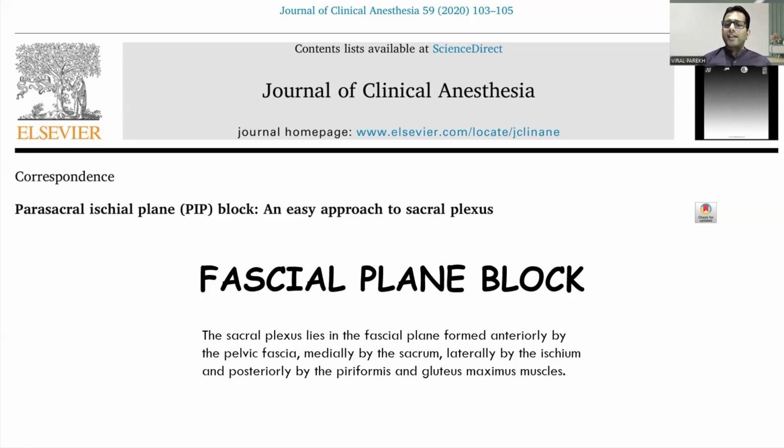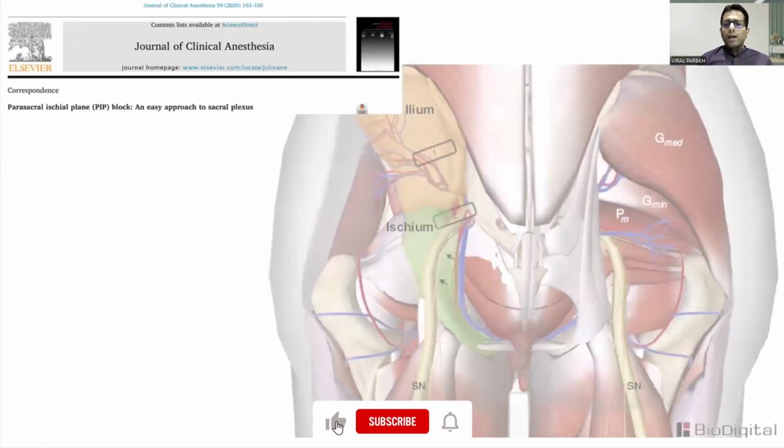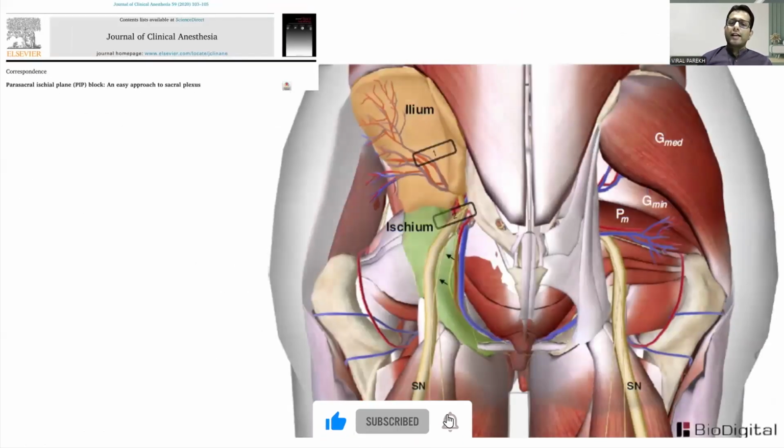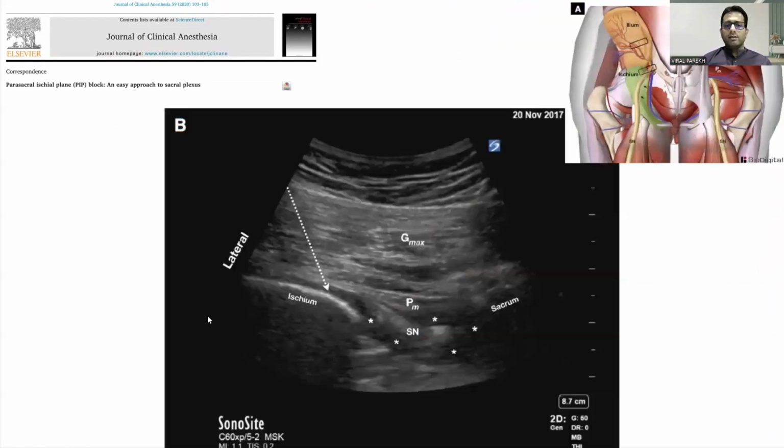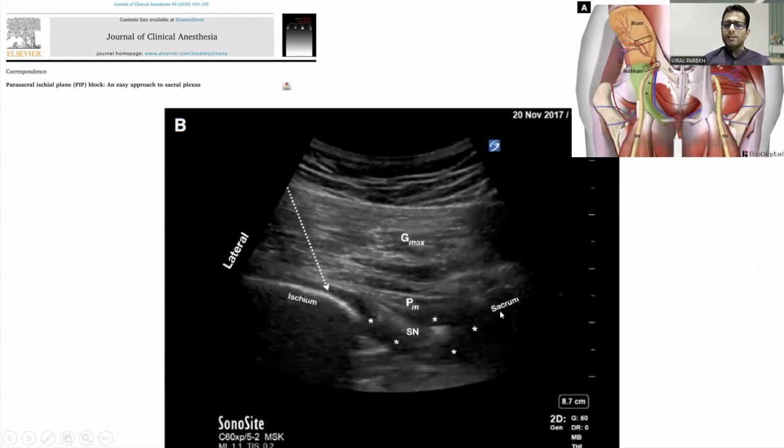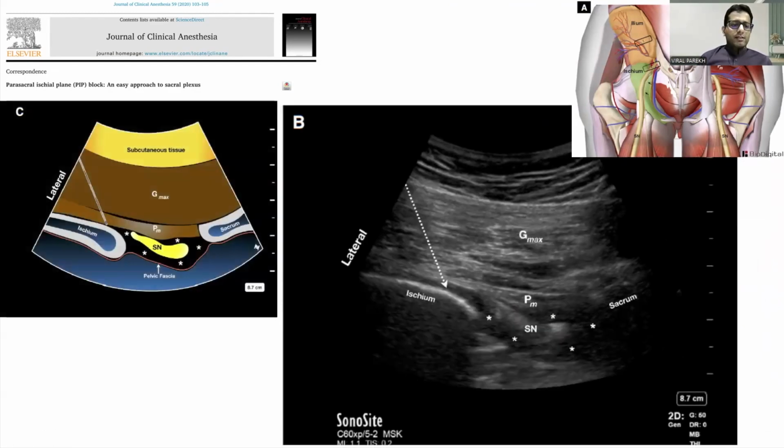sacral plexus lies in a fascial plane, which is formed anteriorly by the pelvic fascia, medially by the sacrum, laterally by the ischium, and posteriorly by the piriformis and the gluteus maximus muscles. So we keep our probe similar to what I showed in the Bentsen approach at this level, and we move the transducer more caudally, and we will get this image. This is the posterior border of the ischium and this is the sacrum. They mentioned that in this plane, after hitting the bone, if we deposit the local anesthetic, it will tend to move more medially and block the sacral plexus, as we can see from this image.